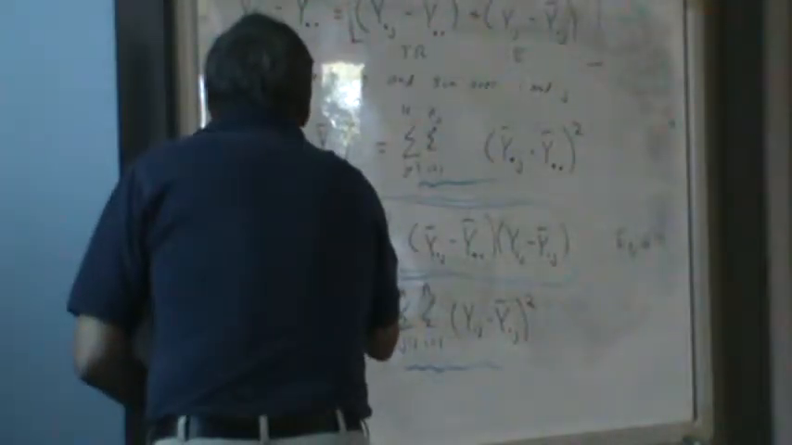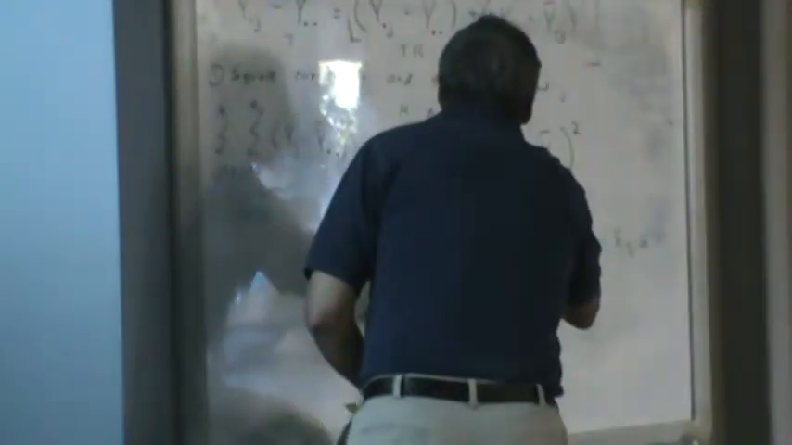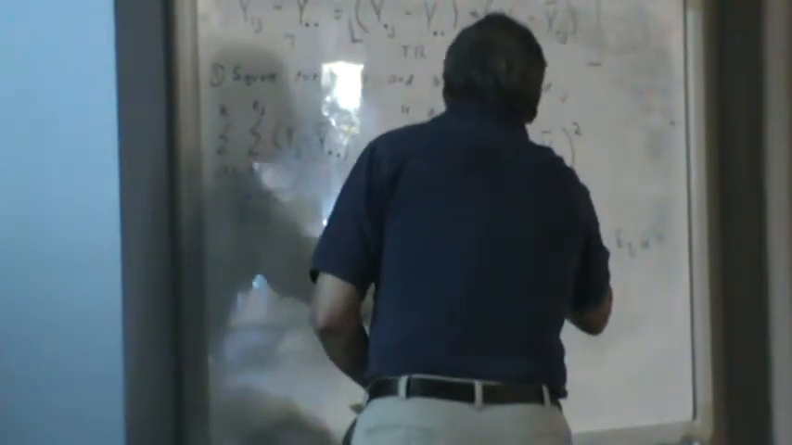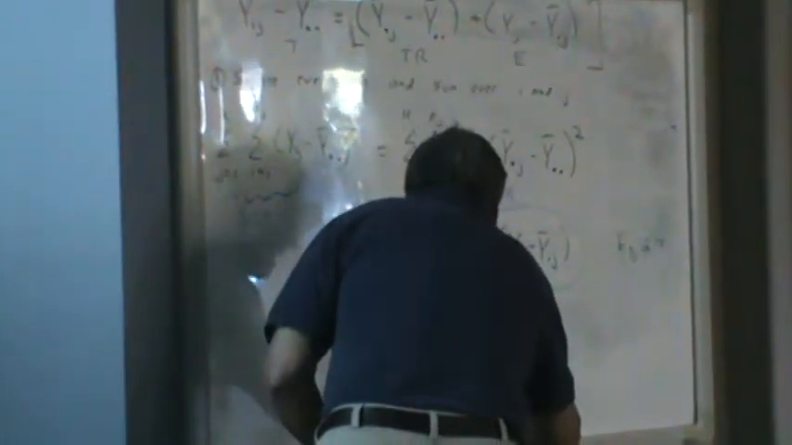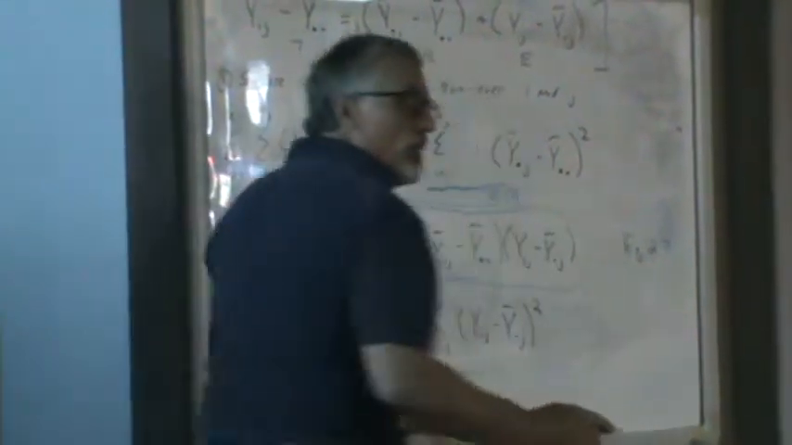So what will happen is, in the end, this is going to be SST. What does that mean? Sum of the square total. This is going to be SSTR, sum of the square the treatment. And this is going to be SSE, sum of the square the error part. And you'll see that in that ANOVA table, those letters, SST, SSTR, SSE.